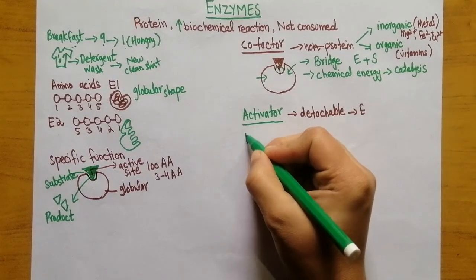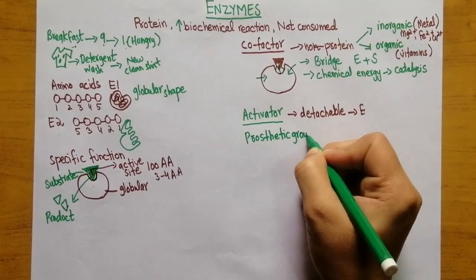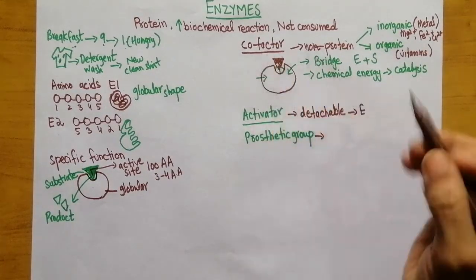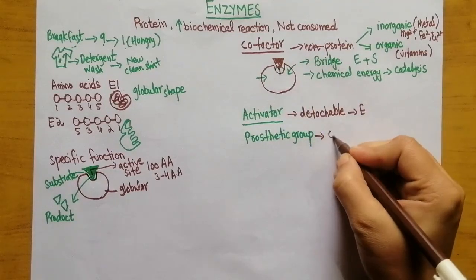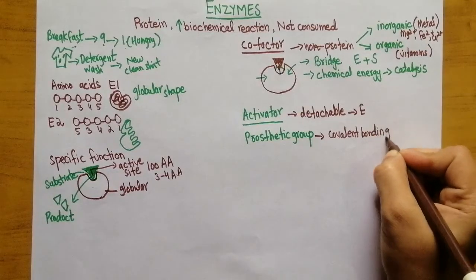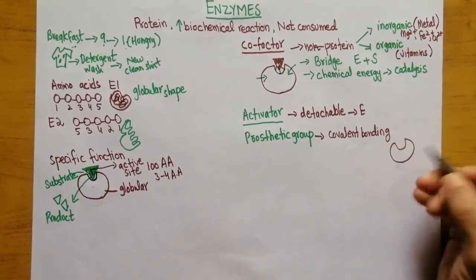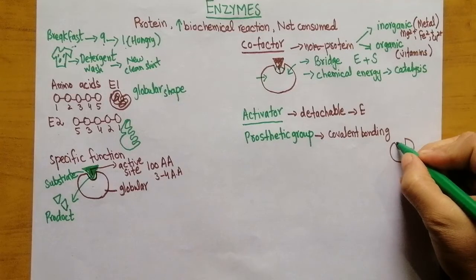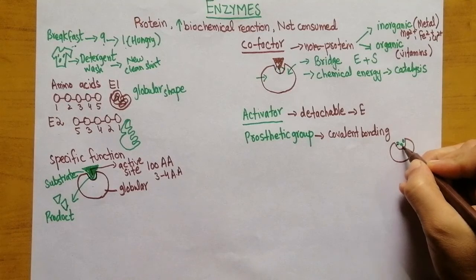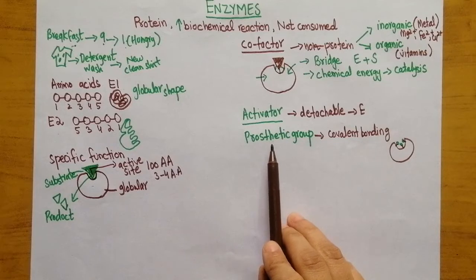Along with this, we have prosthetic group. Any cofactor which is attached with the enzyme by covalent bonding is known as prosthetic group. For example, we have an enzyme and we have this cofactor, and then covalent bonding develops between these two, then this cofactor is known as prosthetic group.